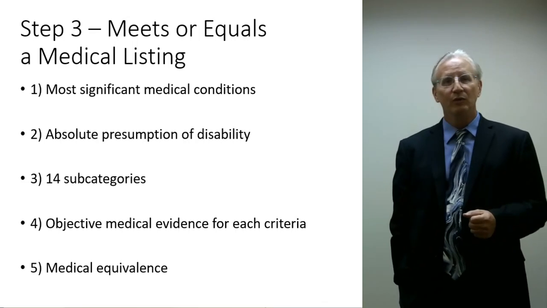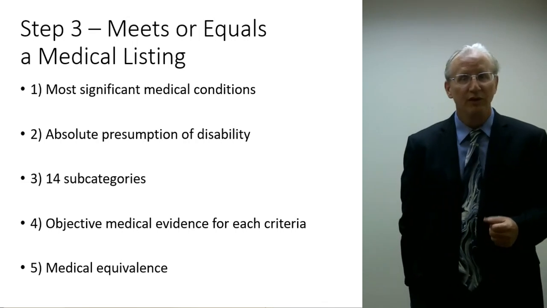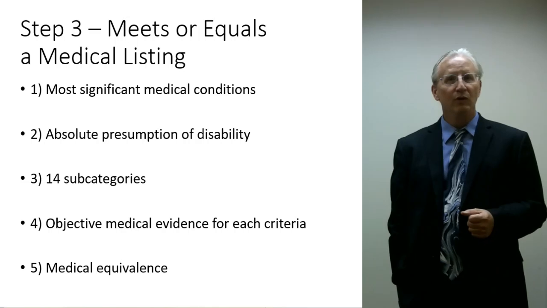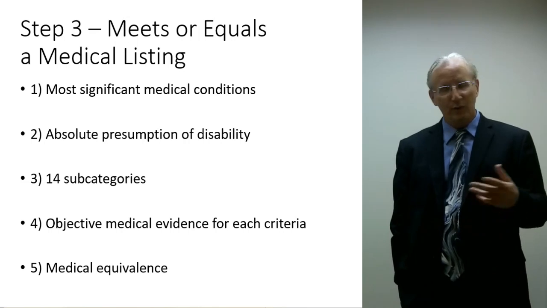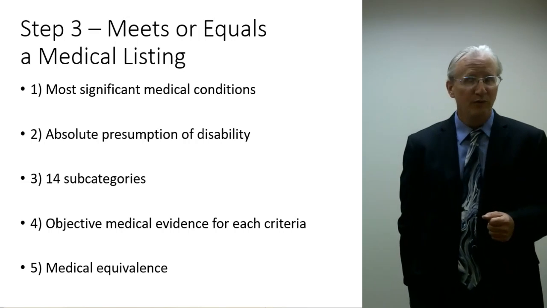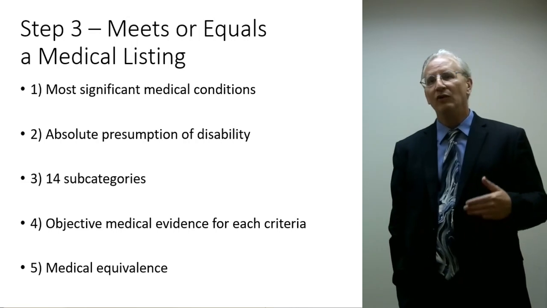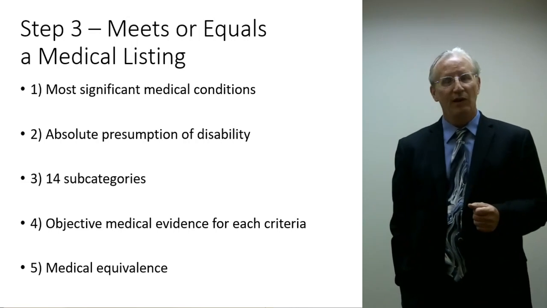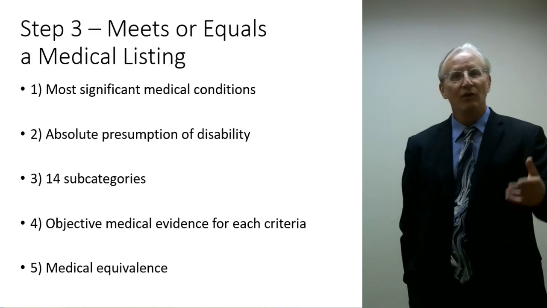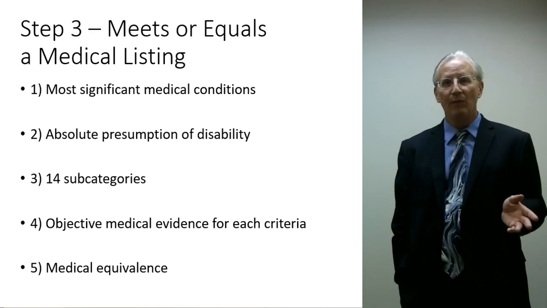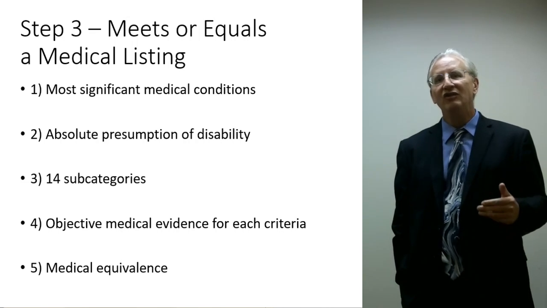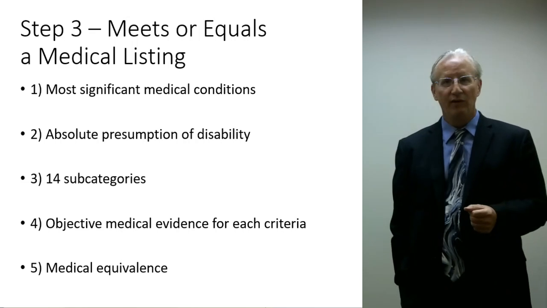And today what I'd like to discuss with you is Step 3 of sequential evaluation, which is whether or not someone meets or equals a medical listing. Now in a prior video, we actually discussed Step 2 of sequential evaluation. And that step is basically designed to weed out the most insignificant of medical impairments. Step 3 of sequential evaluation is just the opposite. It weeds out the most significant of medical impairments.